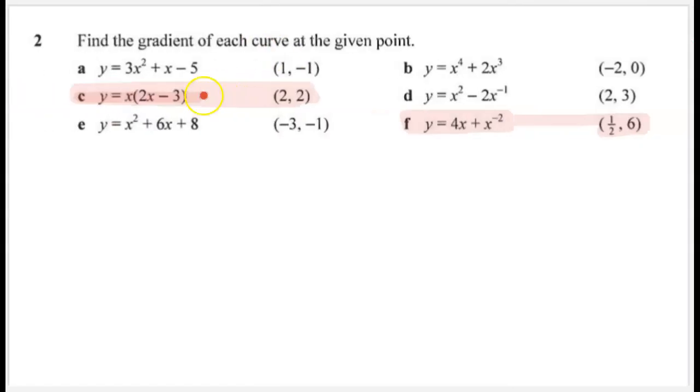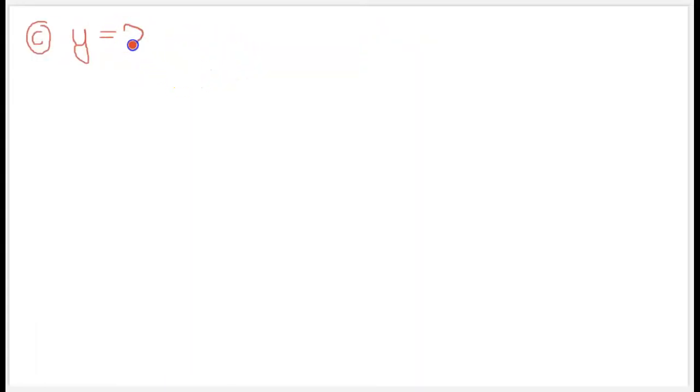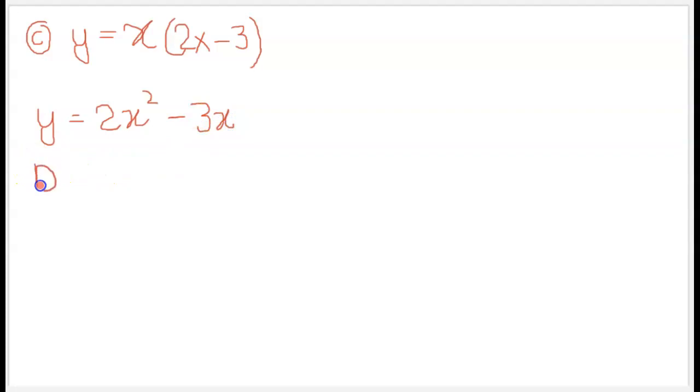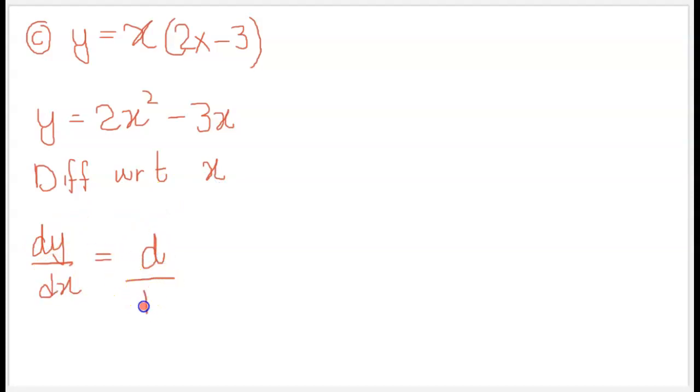Let's say I got y equals x, then 2x minus 3. In that case, this is what we do. First, we multiply the x inside. So that will become 2x squared minus 3x. And then we differentiate with respect to x. And then you got dy over dx equals d over dx of 2x squared minus 3x.